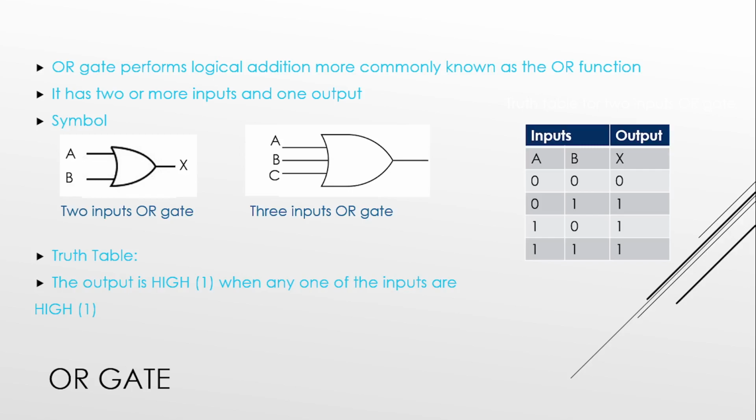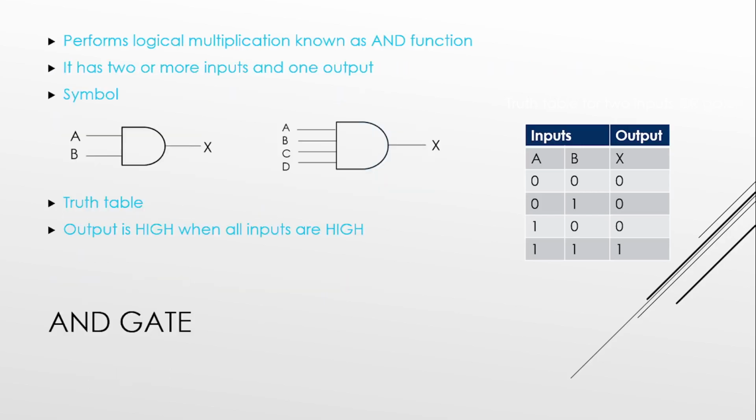After knowing the OR gate performing logical addition, let us look at another gate that performs logical multiplication. The logical multiplication is known as AND function, and the corresponding gate is known as AND gate. Since it is again a multiplication function, there should be at least two inputs, two different quantities we require. So it has two or more inputs and one output.